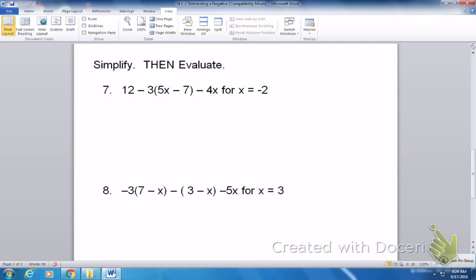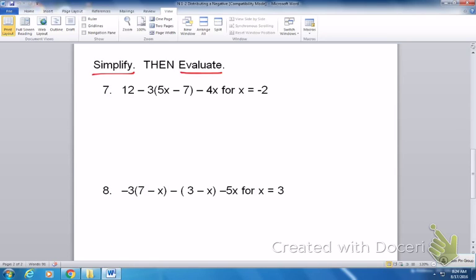All right, guys, so now we're on the back page, but the directions on the back page have changed. It still says that we're going to simplify. So we're going to do our distribution, our combining like terms, but then it says to evaluate. Let's look at the first question. Let me explain what that means.